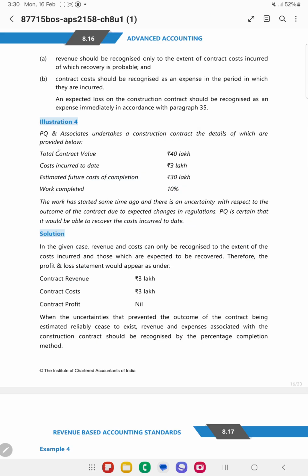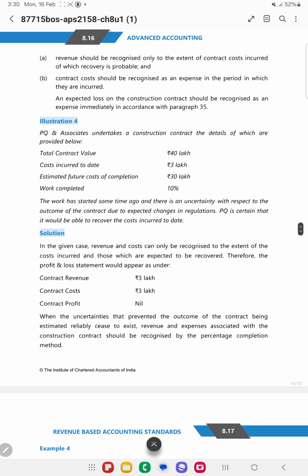So next what we have is PQ Associates. PQ and Associates undertake the construction contract, the details of which are provided below. So basically the contract value is so much, cost incurred is 3 lakhs, estimated future cost of completion is 30 lakhs. Now work completed is how much? 10%.